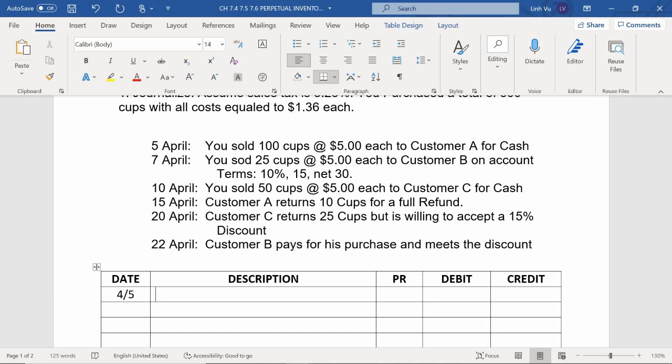So is that the one where we do the cash / accounts receivable? In this case, I specified that you sold to customer A for cash. So one line for cash, and then our sales and sales tax. Good.